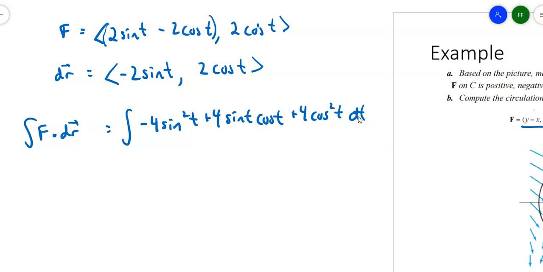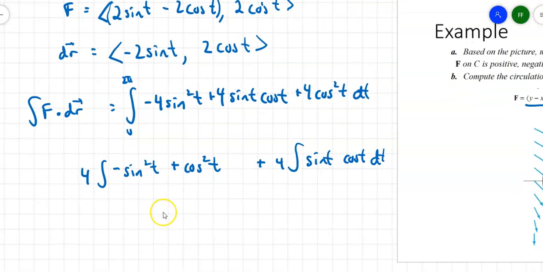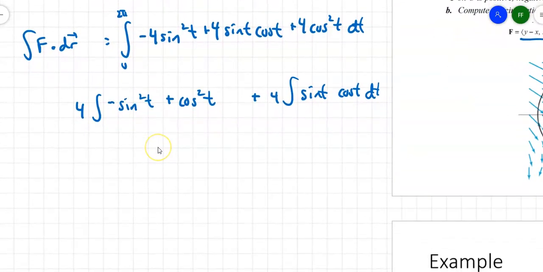All right. Well, I can actually pull a 4 out of this whole thing. And maybe even separate this a little bit. Let's take a 4 out of here. And I'll do the negative sine squared t plus cosine squared t first. And then I'll add 4 times the integral of sine t cosine t dt. I'm going to work this whole thing out because I think it's worth it to see the answer at the end so that you know whether you were right or not in your guess. If you get a positive answer, a negative answer, or a 0, that'll answer the question.